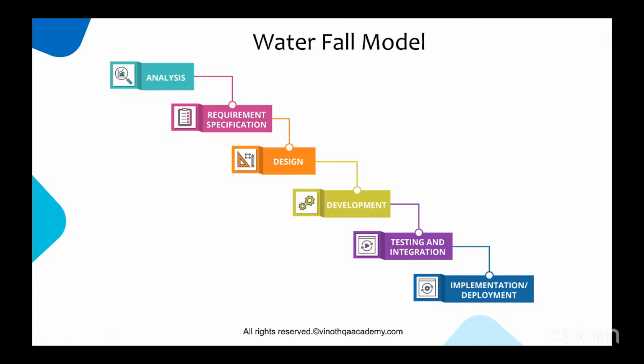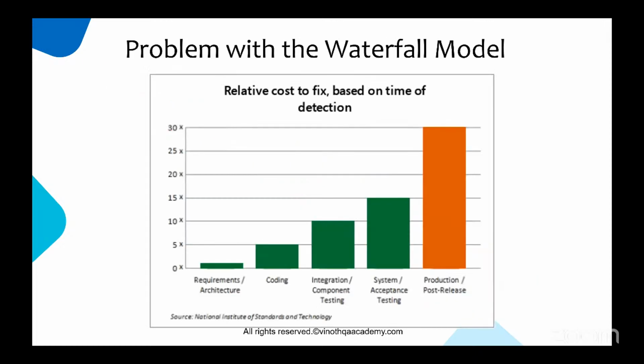You go for a waterfall model when you have a very clear understanding of the requirements, stable requirements. But the problem is, since the testing comes at a later stage, if you find defects at a later point, the cost of fixing those defects will be high.